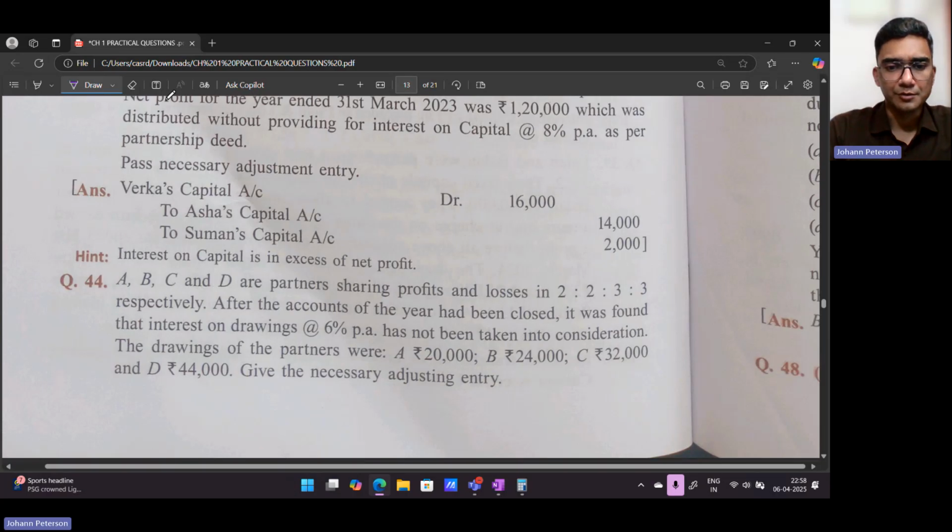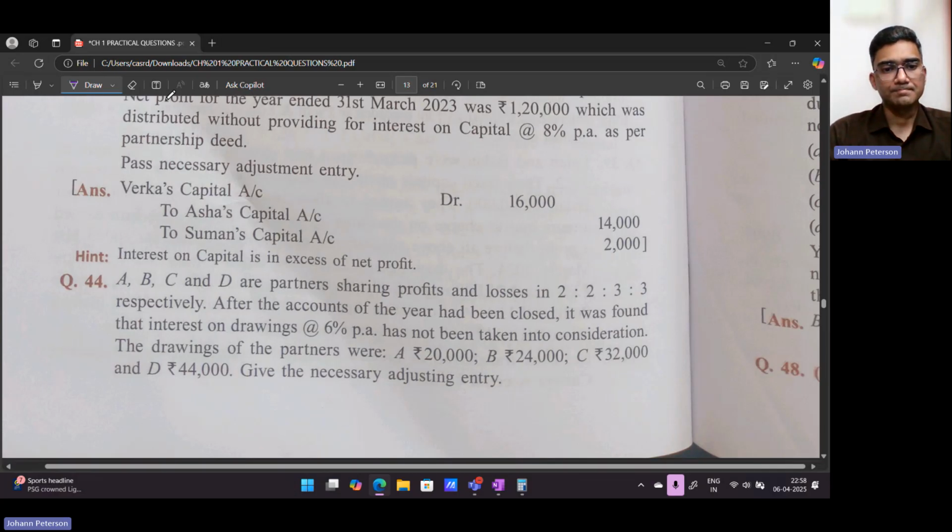Let's look at question 44. It's talking about drawings as well. So let's look at this. It says A, B, C, and D are partners sharing profits and losses in 2 is to 2 is to 3 is to 3. After the accounts of the year had been closed, it was found that interest on drawings at 6% per annum has not been taken into consideration.